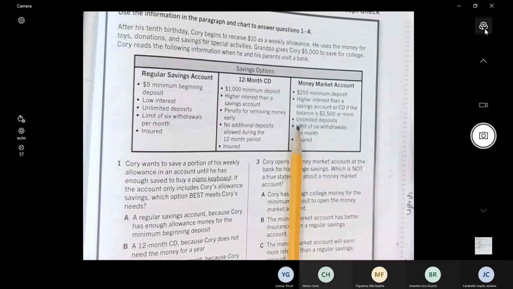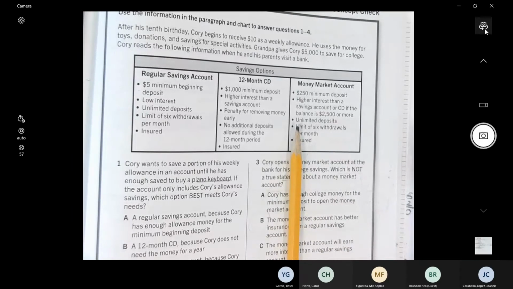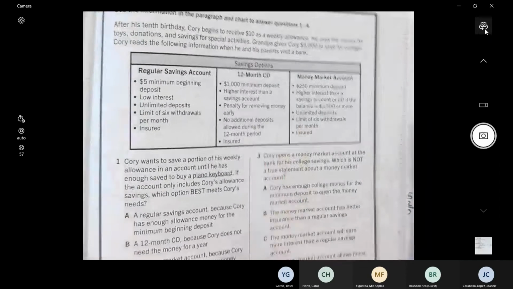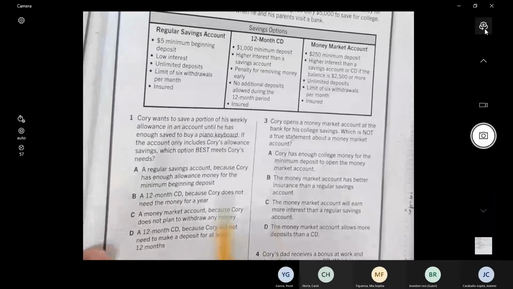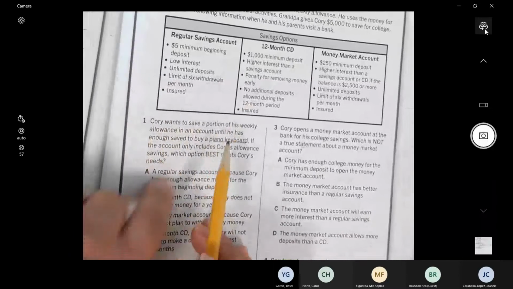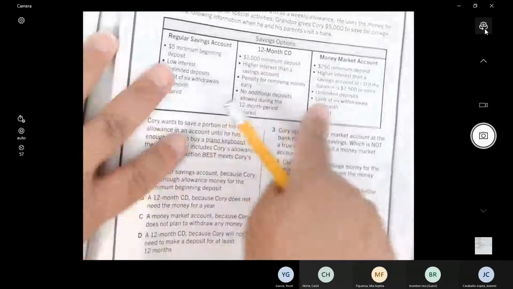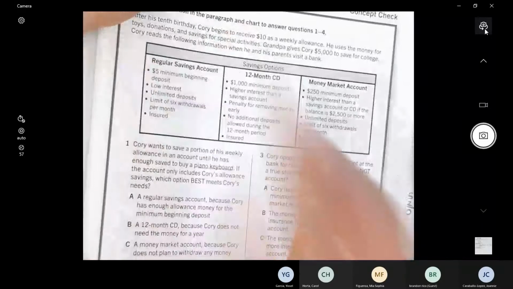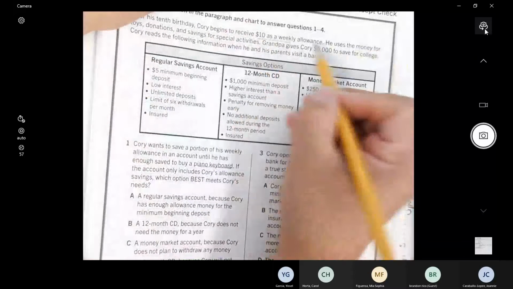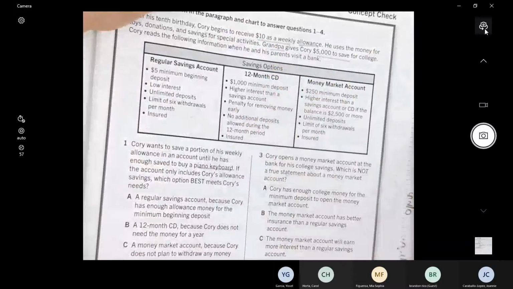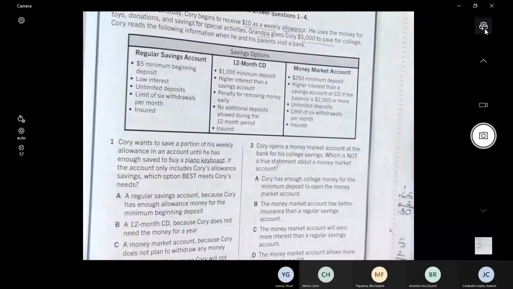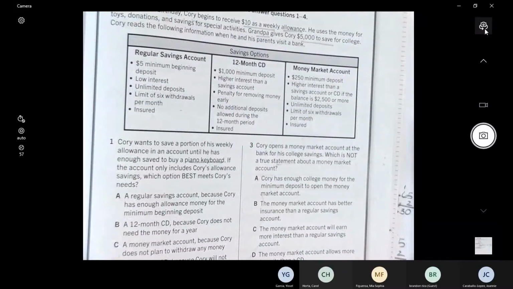Okay. Did anybody have a chance to answer this? What did you answer? I chose A. I chose C. So David says A and Emily says C. Corey wanted to save a portion and he wanted to buy a piano keyboard, right? The important information up here is the $10 weekly allowance and that his grandpa gave him $5,000 to save for college. So should those words be underlined in your paper? Yes, very much so.